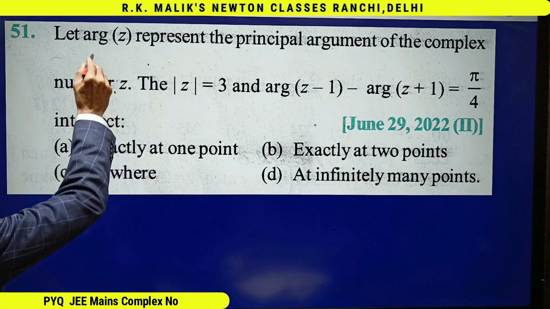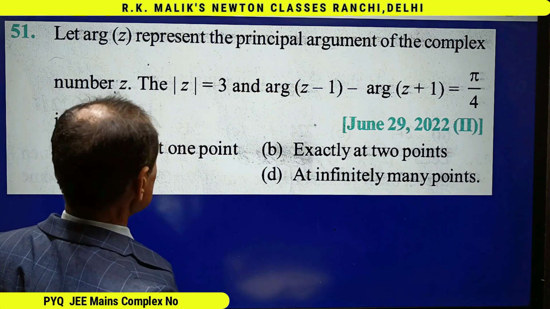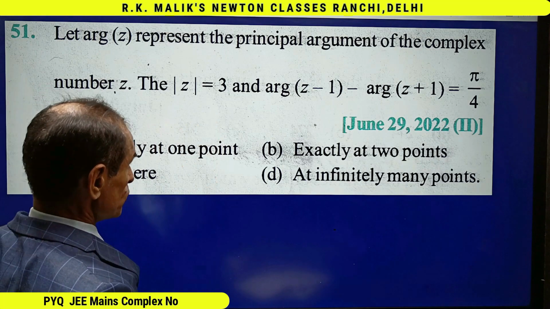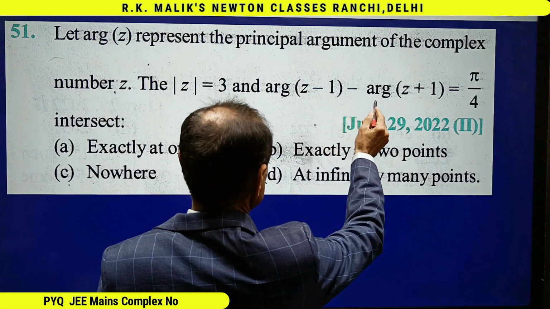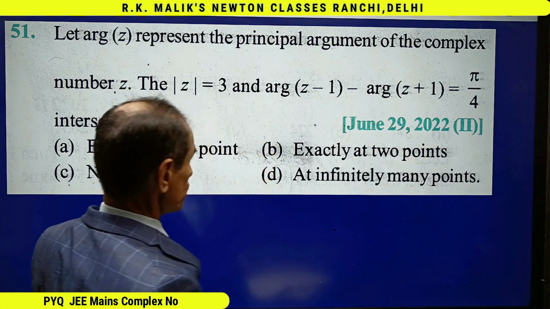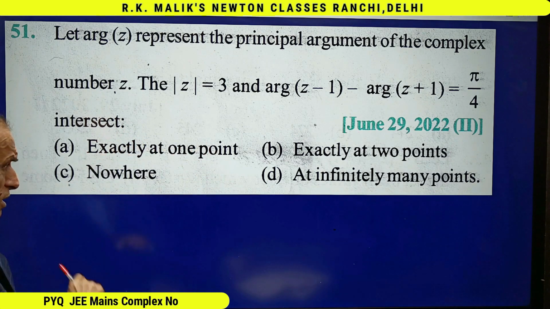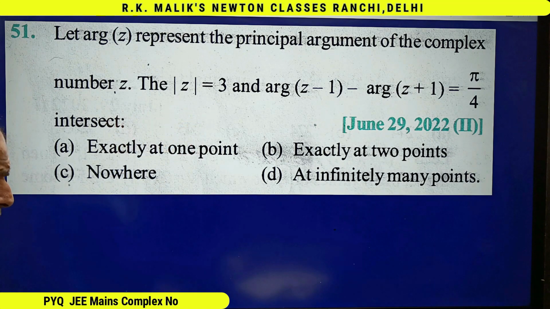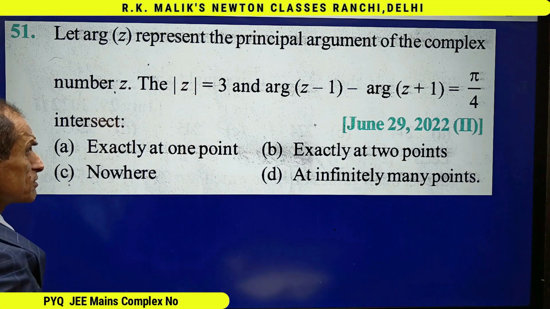In this question, it is given that θ represents the principal argument of the complex number z, and mod z equal to 3 is also given to you, and it is also given that argument of (z minus 1) minus argument of (z plus 1) is pi by 4. These two curves intersect at, you have to find the correct choice, that is the number of points where these two curves are intersecting. This equation clearly represents a circle with center 0, 0 and radius 3.